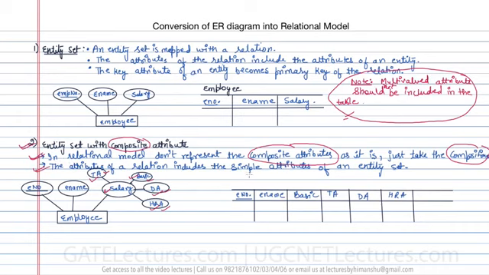And the attributes of a relation include the simple attributes of the entity. For example, here employee number was a simple attribute, employee name was a simple attribute. In the same way here e number is a simple attribute, e name is a simple attribute, TA is a simple attribute, salary is not a simple attribute because it is a composite attribute. Basic, DA and HRA are simple attributes. So we are going to make this table, the name of this table is employee. And in employee we have employee number, employee name, basic, TA, DA and HRA. And you can see the primary key for this entity is employee number, so that will become the primary key here in this case also.